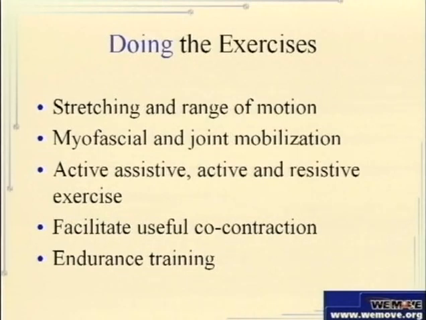We talk about active, assistive, active, and resistive exercises. These are just 3 different kinds of exercise programs which will demand different amounts of effort on the part of the patients, and the kind of exercise would be determined in conjunction with the therapist and your physician. Then the next type of exercise here is facilitating useful co-contraction, which basically means looking at the muscles that you're using and using techniques to get ancillary or other muscles to contract that might give you more stability at the same time. And endurance and cardiovascular training are also important parts of an overall exercise program and prescription.